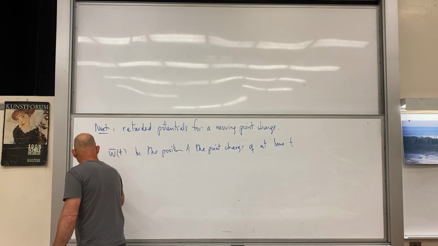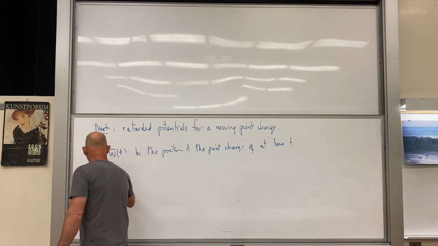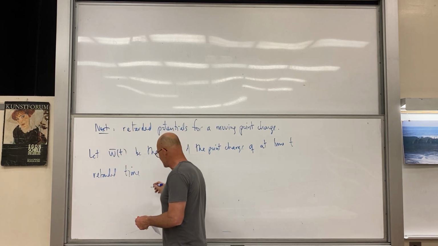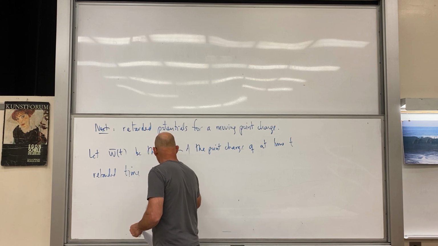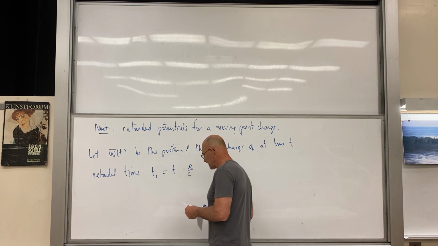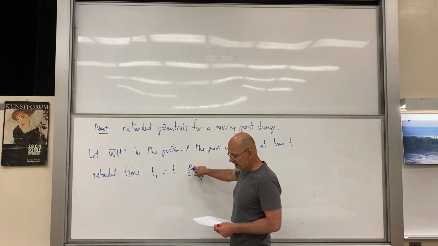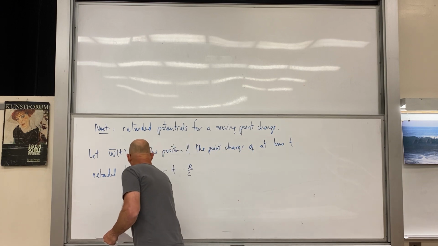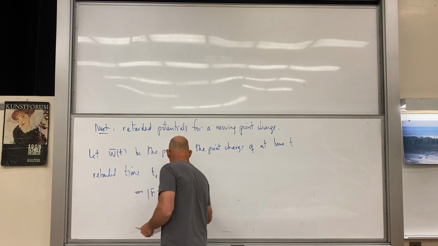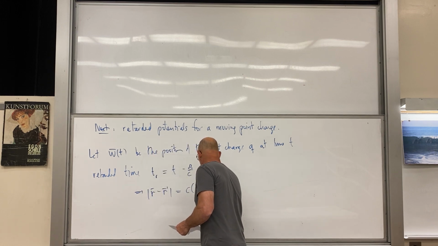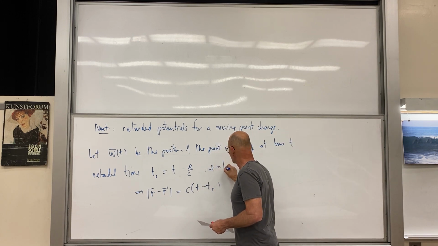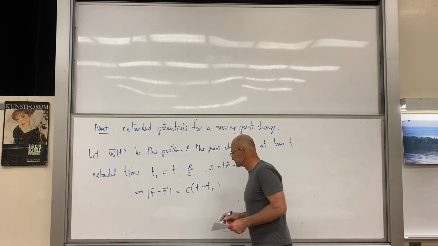So now what about the retarded time? So we'll go with the designation we had before. T_R is equal to t minus R over c. This of course is R minus R prime. And you can write the magnitude of R minus R prime is equal to c times t minus t_R, right out of this definition here, right? R is R minus R prime.